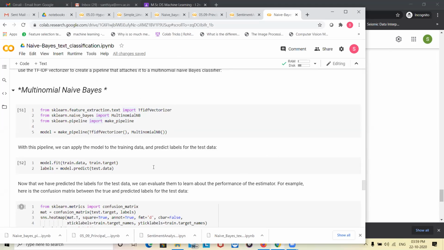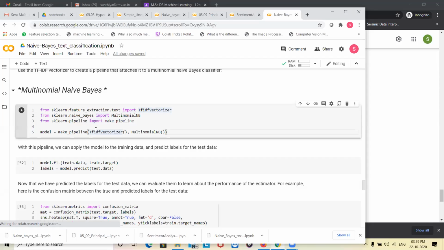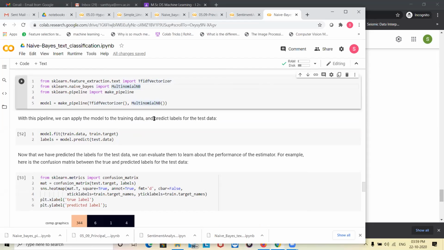So once we've got the train data from the TF-IDF vectorizer, we pass it to the multinomial naive Bayes, which is there in sklearn. So once we're giving it to it, we frame the model.